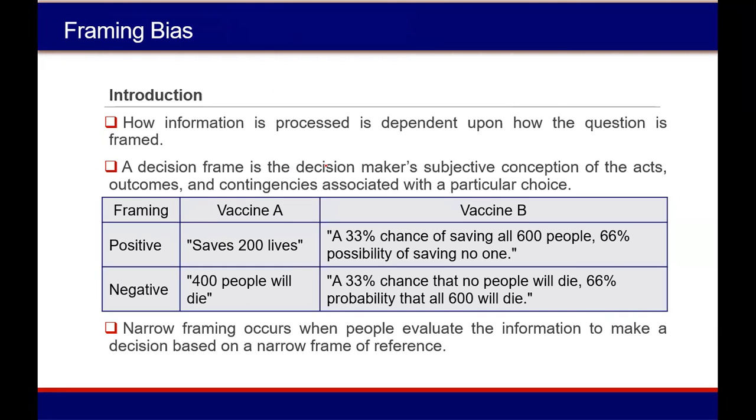Now if I ask you about COVID-19 vaccine A and COVID-19 vaccine B, between these two vaccines, if we use vaccine A, 200 people will be able to save their life, and if vaccine B is used, there is a 33% chance of saving all 600 people, and a 66% possibility of saving no one. Which one would you prefer, vaccine A or vaccine B?